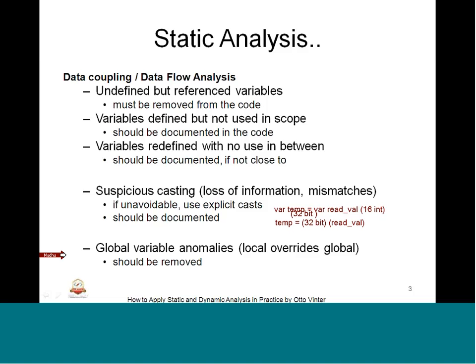Global variable anomalies, local overrides global. So we know that we use global variables which are used as a parameter shared object between various functions of the procedure, and sometimes the same names are used within the local function, and there is a confusion in terms of usage. The programmer who has written it assumes that the local variable will be updated, or the global variable will be used or updated within the function, but the local gets the priority, or it overrides the global basically. So such anomalies should be removed.